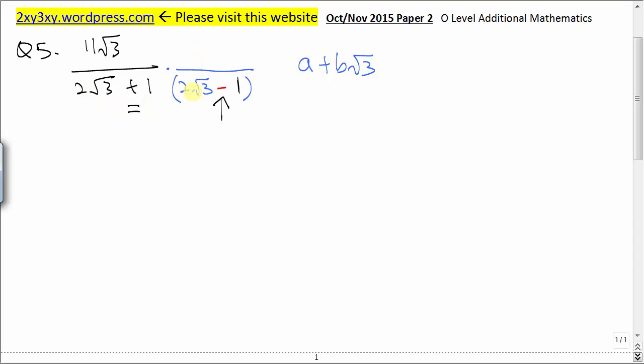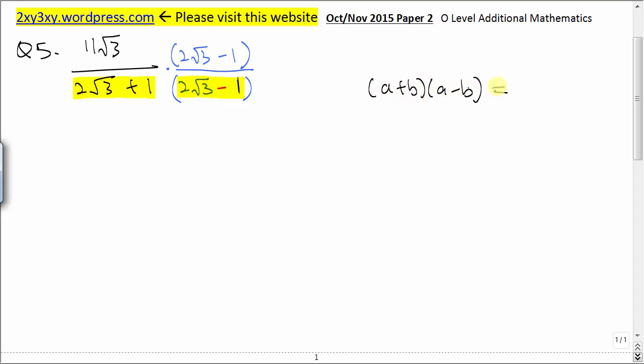Since we multiply by 2 square root 3 minus 1 at the bottom of the fraction, we have to multiply 2 square root 3 minus 1 at the top of the fraction, so that we don't change the question. We notice that the highlighted expression is actually (a plus b)(a minus b), and we know that this can be simplified into a square minus b square. Therefore, the denominator here can be expressed as 2 square root of 3 squared, this is the a, this is the b, minus b square, 1 square.